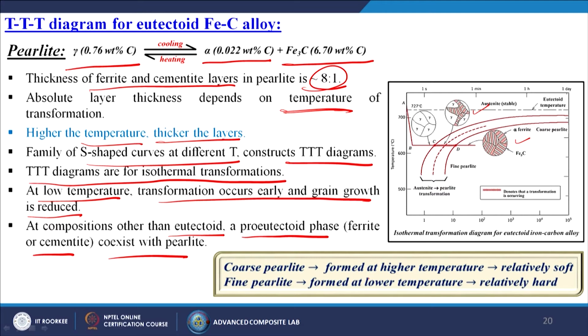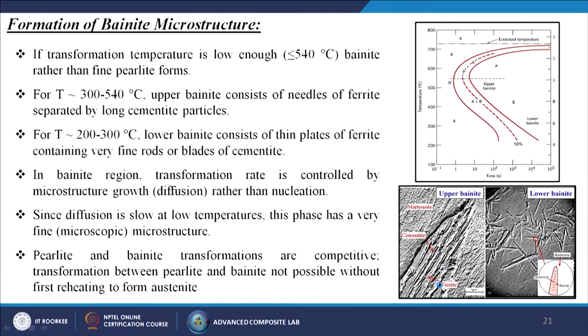So, this is the temperature versus time diagram, showing how the material changes with temperature and with time. Coarse pearlite tends to form at higher temperature and is relatively soft. Fine pearlite, which forms at lower temperature, is relatively hard in nature. Now, formation of the bainite microstructure. If the transformation temperature is low enough, that is less than 540 degrees centigrade, bainite rather than fine pearlite forms.